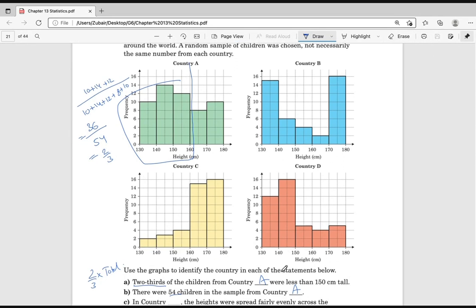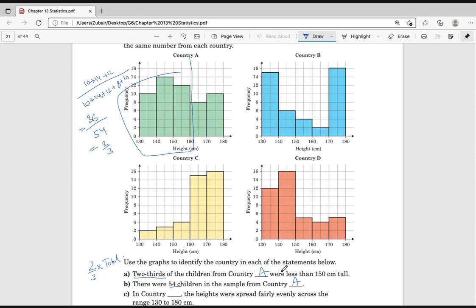Part C says in a country the heights were spread fairly evenly across the range from 130 to 180. Where do you think they are fairly spread?